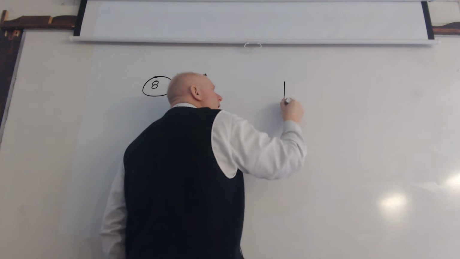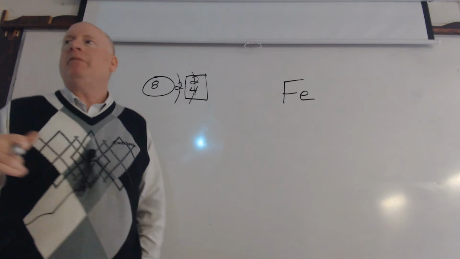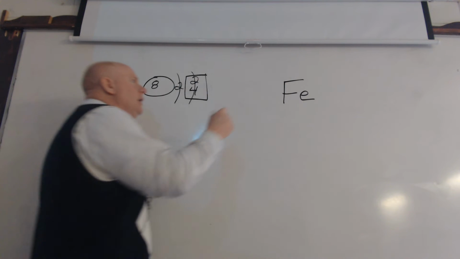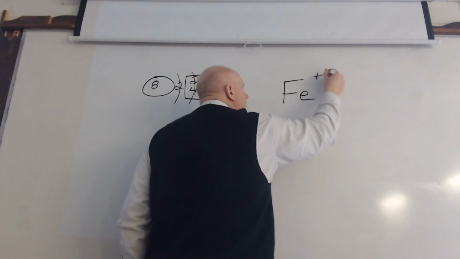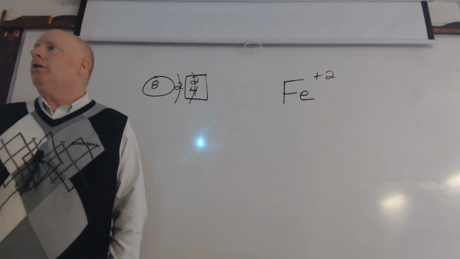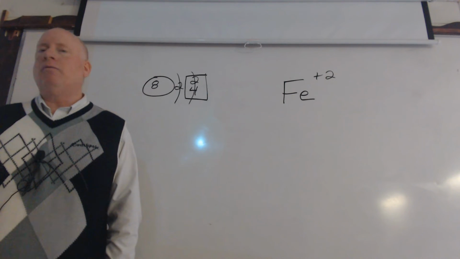If iron forms a +2 charge, does that mean that it has 2 more electrons or 2 less electrons? 2 less electrons. So, therefore, it forms a +2 charge. Iron. So now, what type of charge does oxygen want to form?